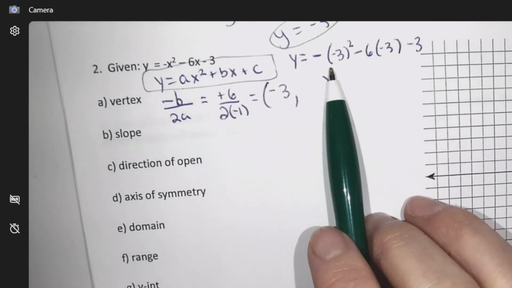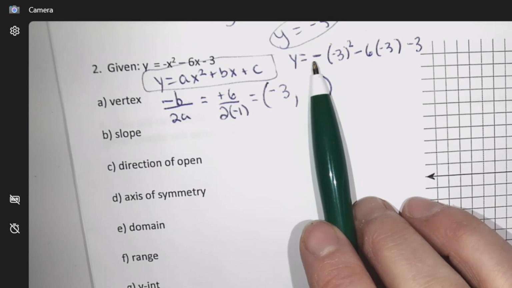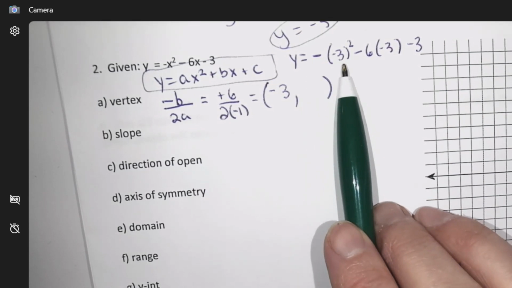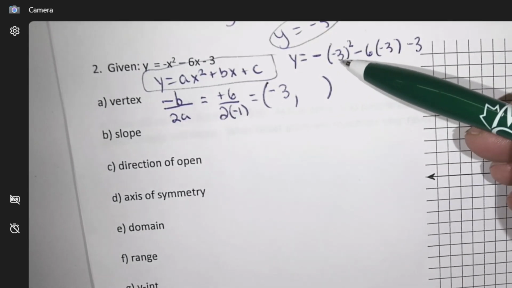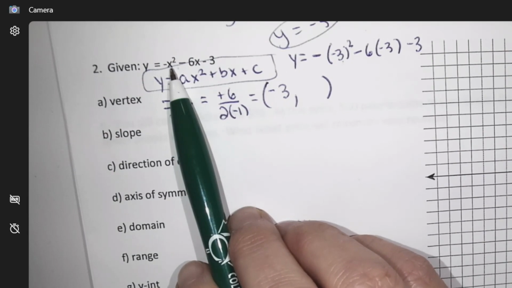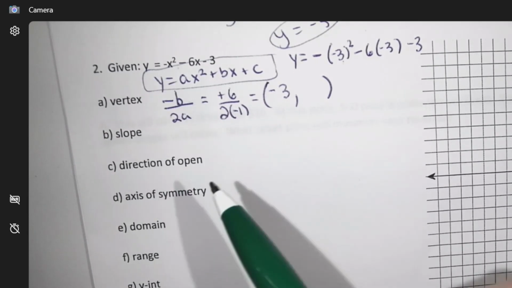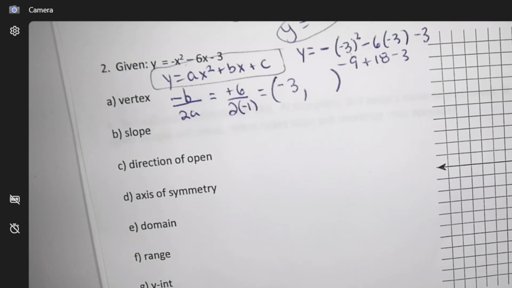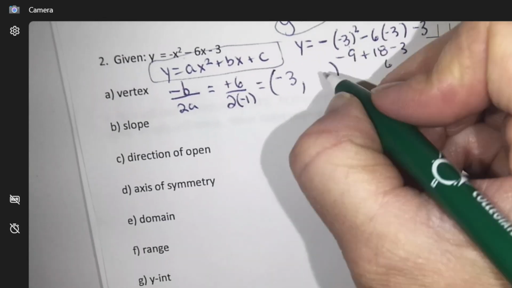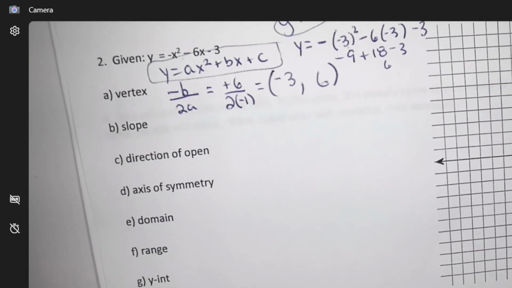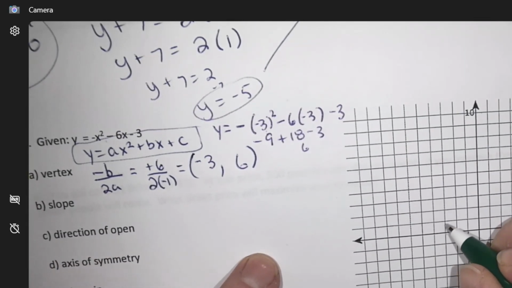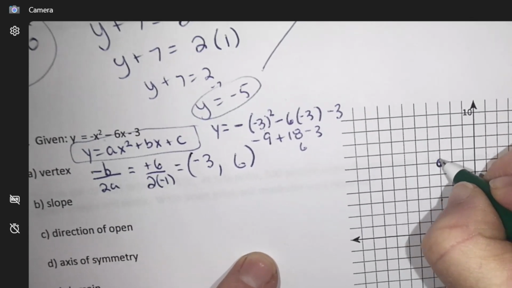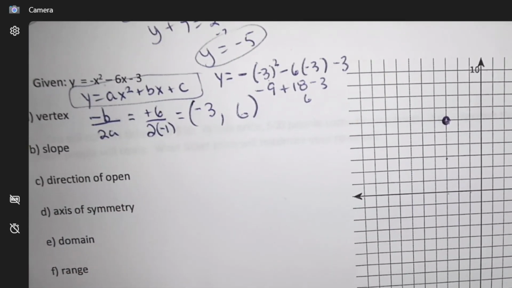Okay, I would say this is tricky for people because you have to multiply by the negative after squaring, because BEDMAS says you got to do -3 squared first. So what's -3 squared? 9. 9 times -1 is -9. Is that 6? Okay, so -3, 6 is your vertex.